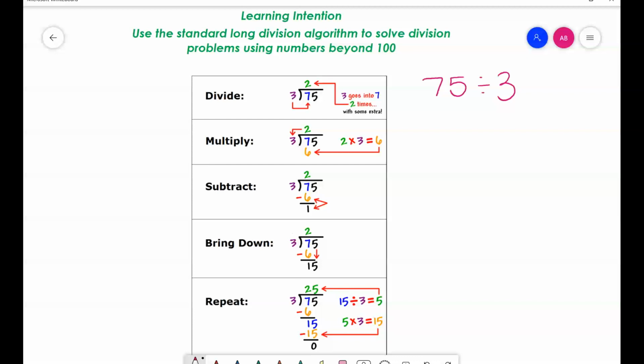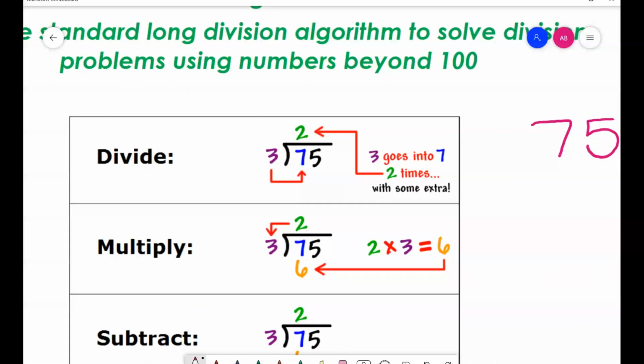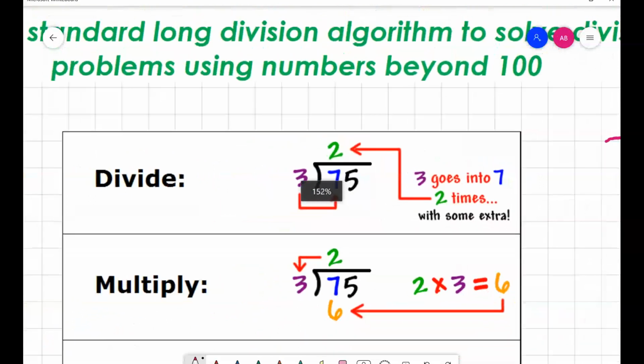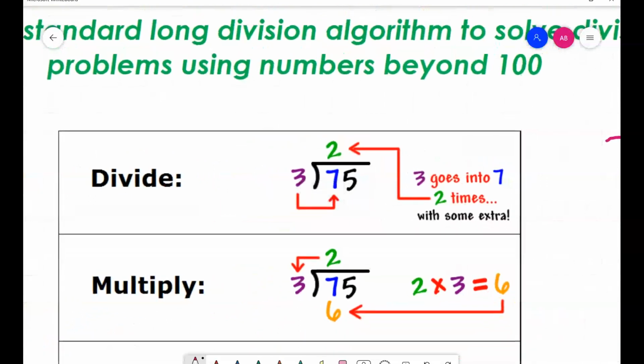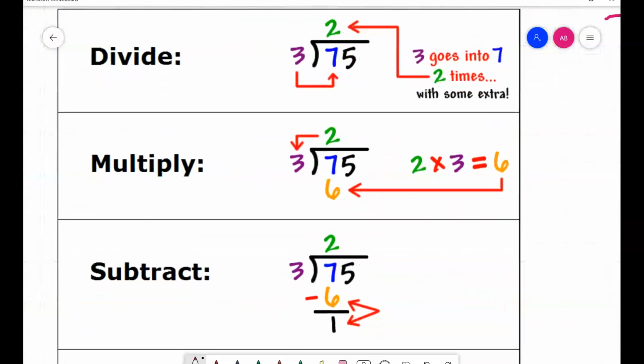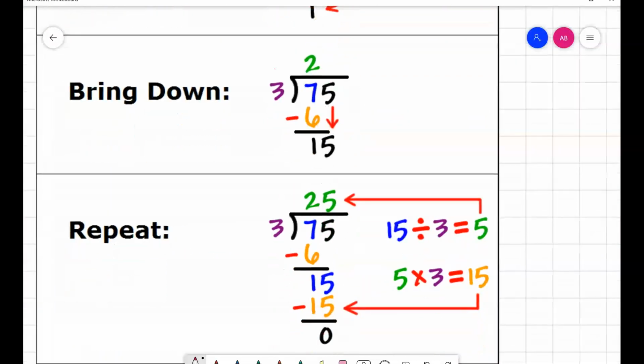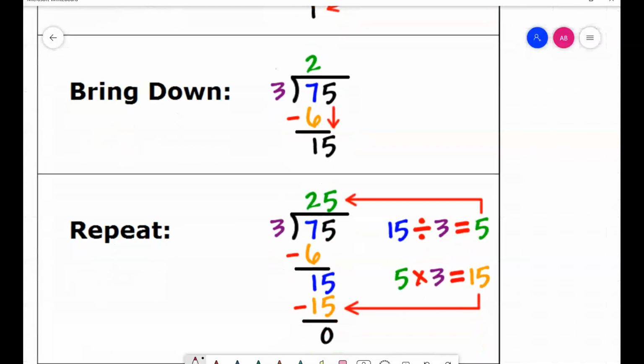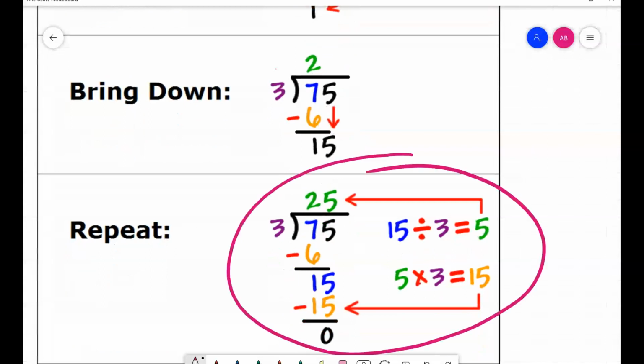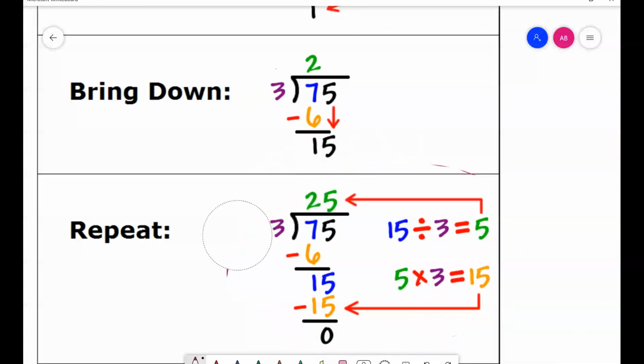So let's look at the first part of it. The first part says we are going to start by dividing. Well, that makes sense because this is a division. But then it says then we multiply, then we subtract, then we bring down, then we repeat. And this looks very complicated. So we're going to go through it step by step to make sure we understand exactly what we're doing at each part. Okay, so let's get started.